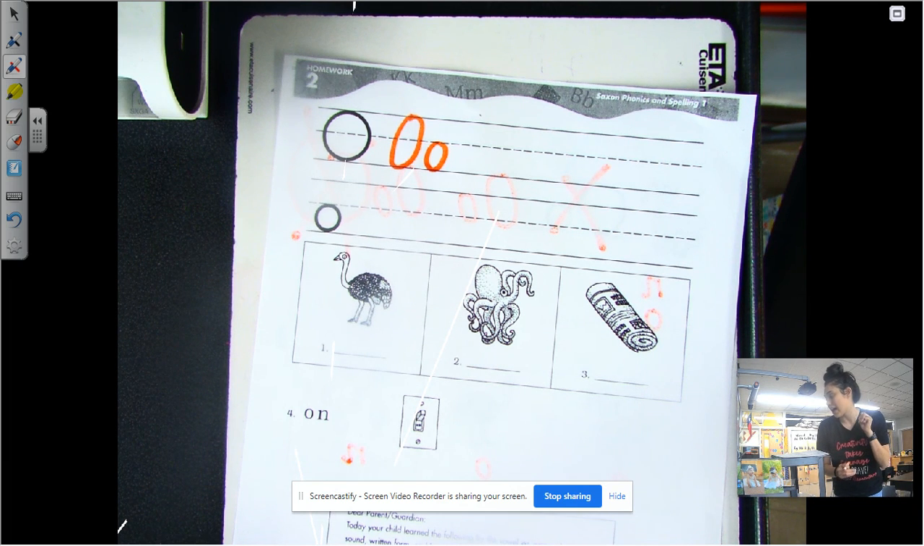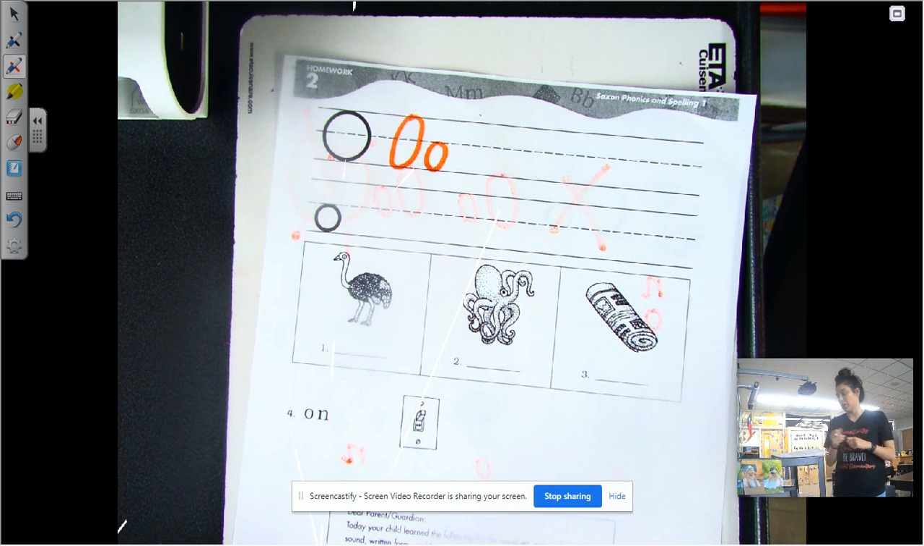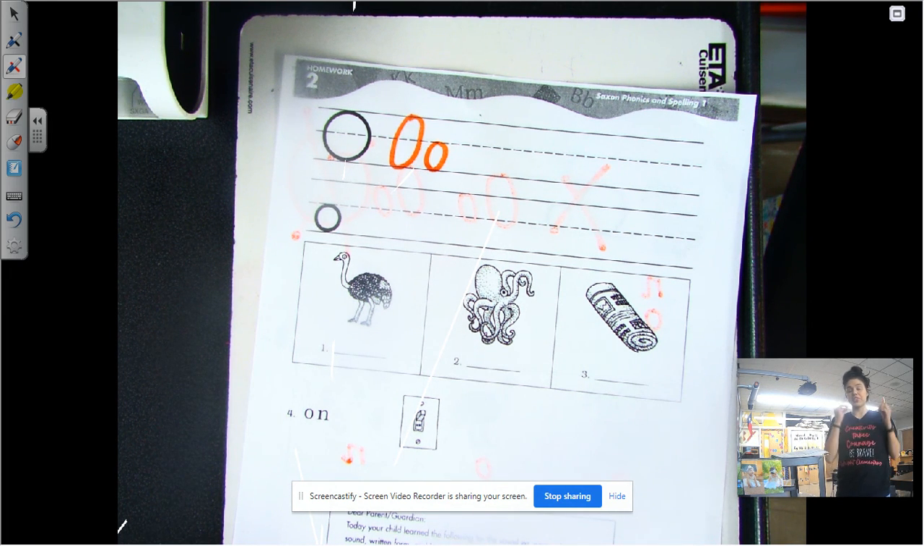Do it 2 times or however many. Now, you can fit more than that. You can do 4 O's on the top and then 4 O's on the bottom. Then you're going to look at the pictures, say them, and put the letter that it starts with. Let me know if you have any questions.